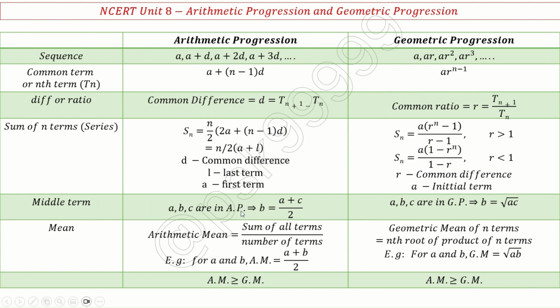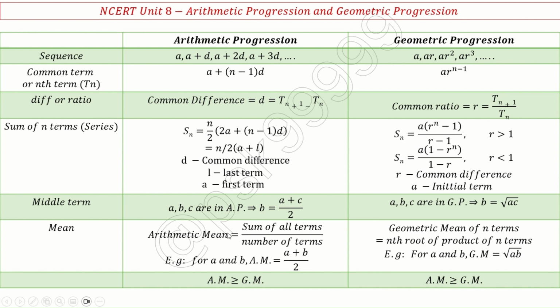The middle term: if a, b, c are in AP, then b is equal to (a plus c) by 2, which is the average, right? And it is also true if you take the first term and fifth term, the average of those two is also b. Like that, you take 2 before and 2 after, you still get the same value. So be careful with that. That is very useful for many of the arithmetic progression problems.